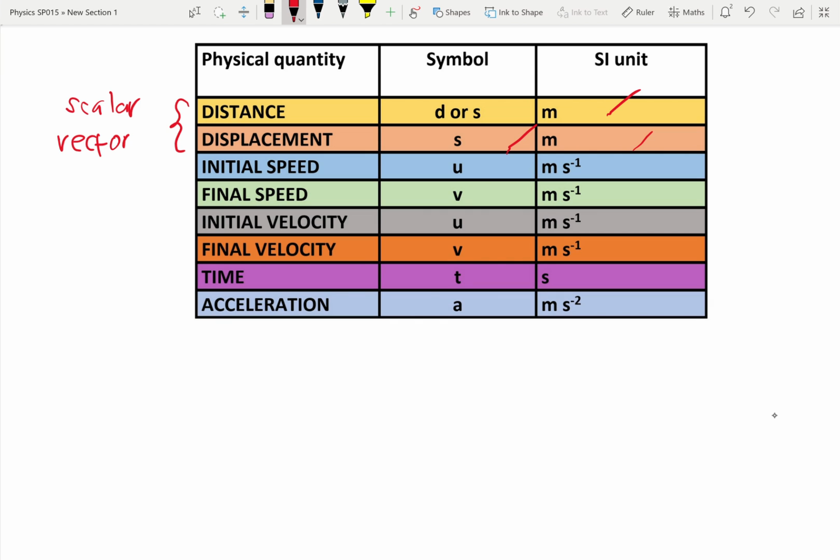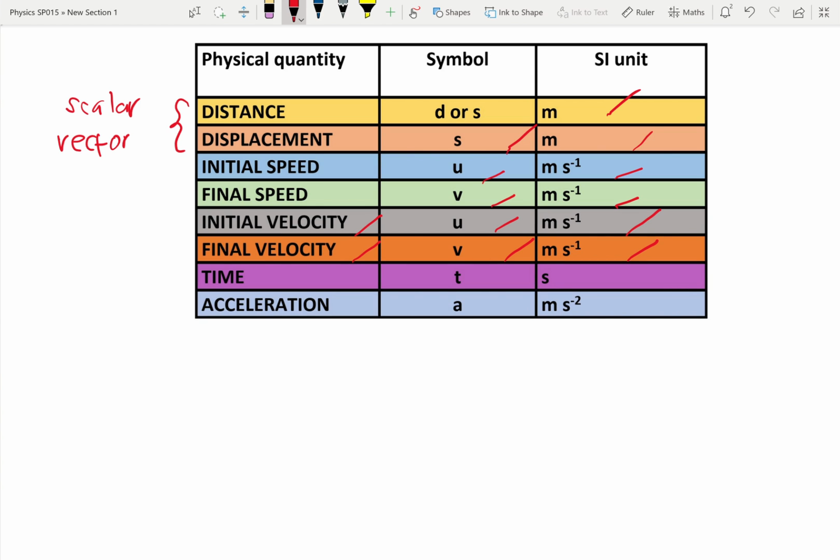And then initial speed. The symbol is u and the SI unit is meter per second. The final speed symbol is v and the SI unit is meter per second. And then initial velocity, the symbol is also u and the SI unit is also meter per second. And then final velocity, the symbol is v, small letter v, and the SI unit is meter per second.